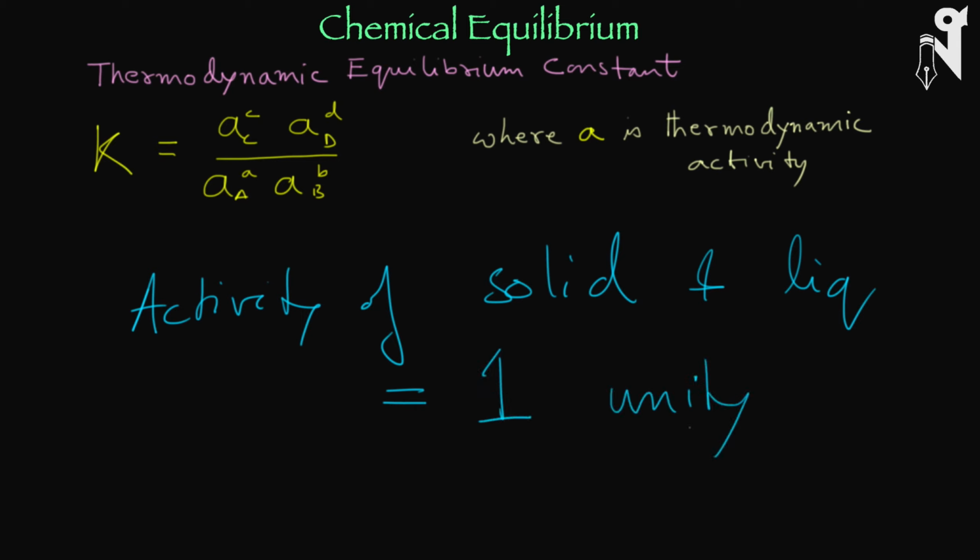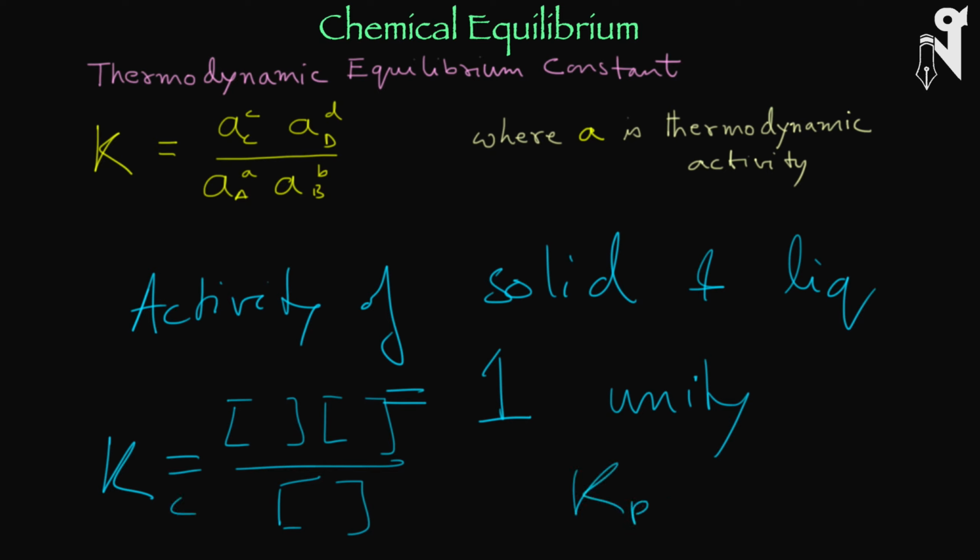That means while you're writing K, you never write those things. You just write the concentrations of the aqueous part if you're writing the Kc. If you're writing your Kp, then you're just going to write the pressures of the gaseous parts. And mind you, Kp you won't be writing if you have aqueous substances. Kp will be calculated only when all the active parts are gaseous.